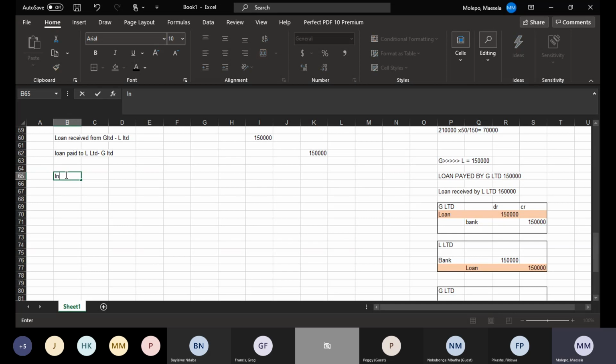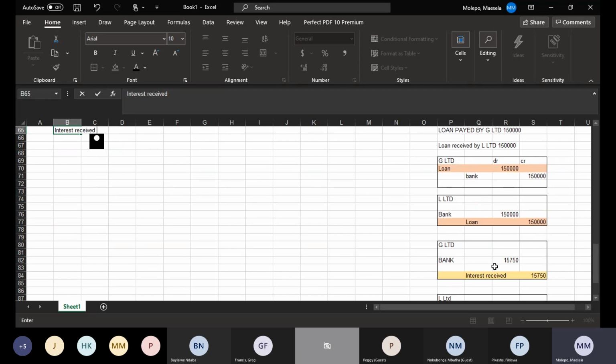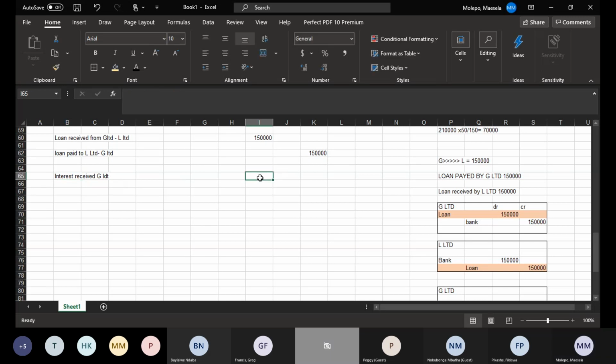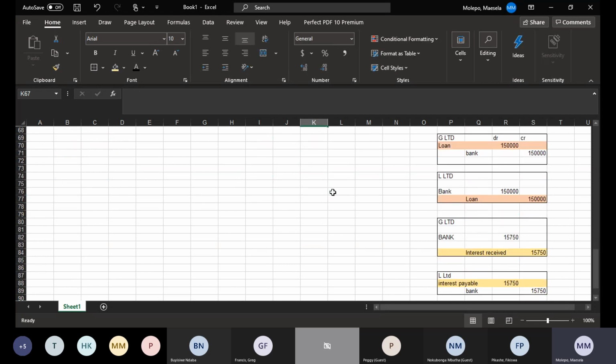The interest received, it was received by who? It was received by G. Coming from the L part, and then it will be debit 15,750, and then on the credit will be the 15,750, which will be the interest paid.